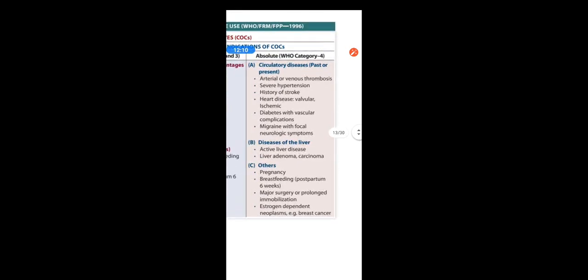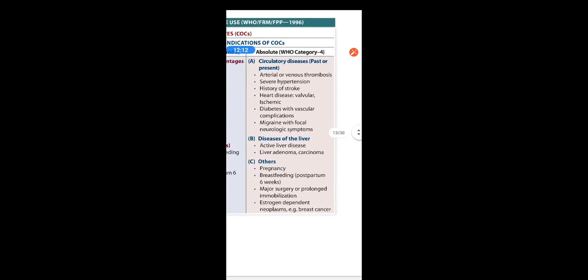WHO category 3 is risk outweighs the advantages, includes unexplained vaginal bleeding, hyperlipidemia, liver tumors, breastfeeding, heavy smokers, and past breast cancer. So absolute, WHO category 4 includes, see, this is considered as absolute or WHO category 4.